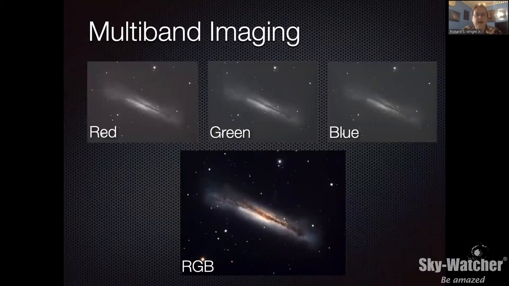The nice thing, the approach to getting color data with a monochrome camera is this. We'll take images with a red filter, which only gives me red light, and images with a green filter and a blue filter, and then we convert that into RGB.